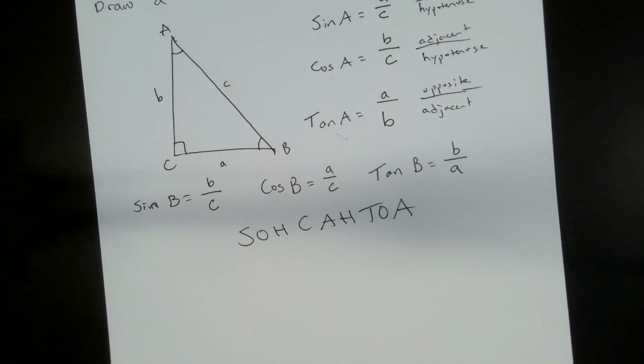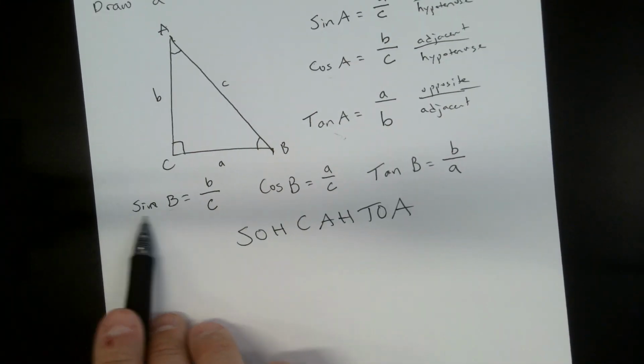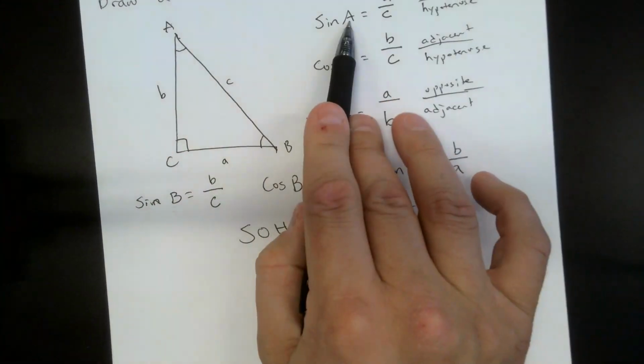Sine equals opposite over hypotenuse. Cosine equals adjacent over hypotenuse. And tangent equals opposite over adjacent. So the code word for trigonometry is SOHCAHTOA. If you can remember that word and what each letter represents, you can do this. Remember, this all varies based upon what variable you're looking at and what trig function it is, because sine of B is different than sine of A.